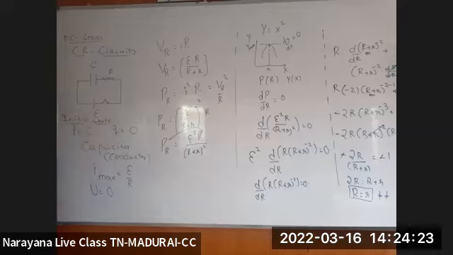Now let me explain the transient state. What is the meaning of the transient state? Transient means when the capacitor is under the charging process. When the capacitor is during its charging process, then we can say the capacitor is under what kind of state? Transient state.